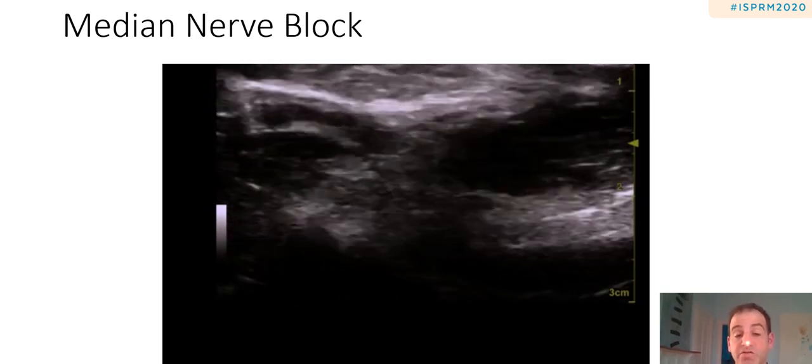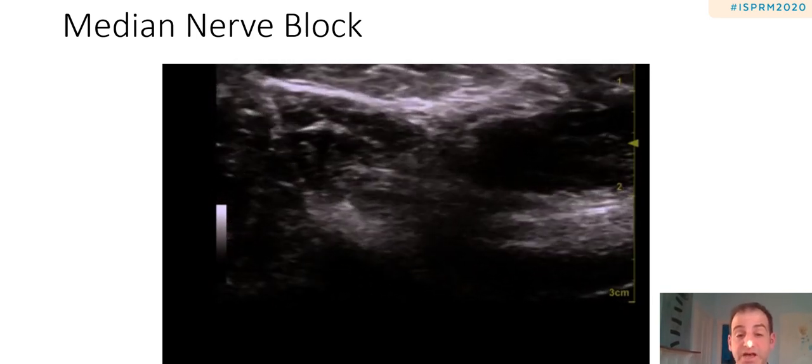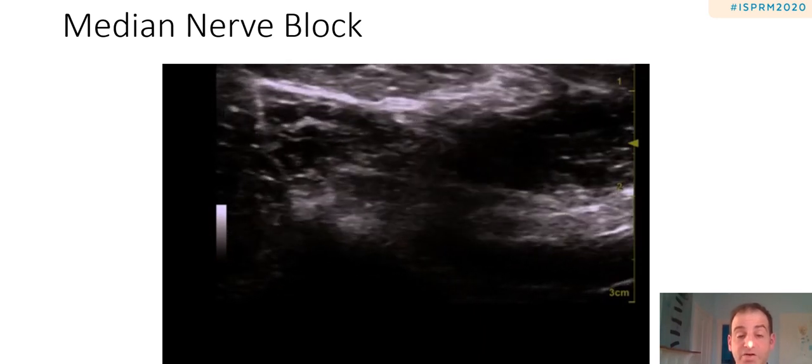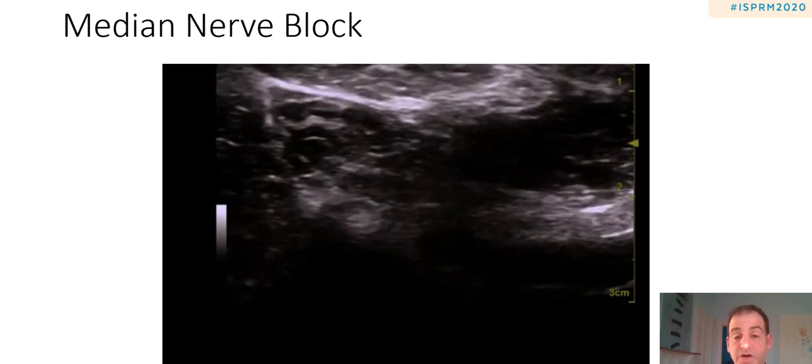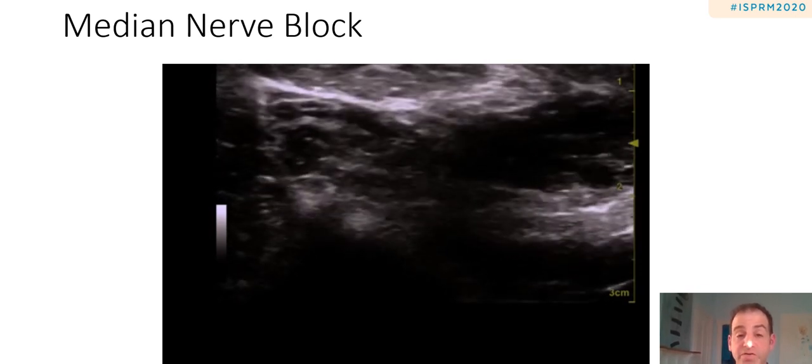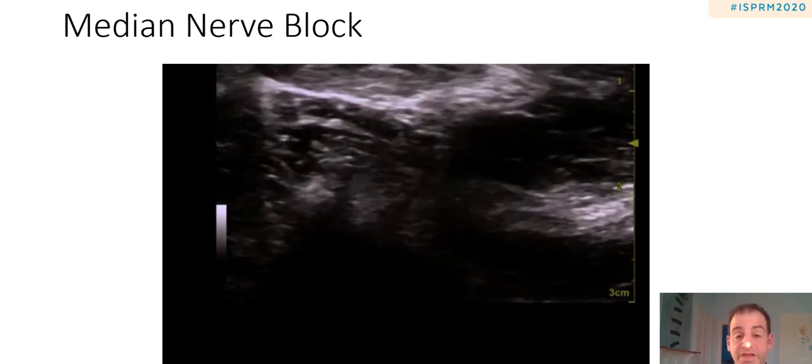The median nerve, we all know, is very close to the pulse in the forearm, and you can see me going along here with the needle, and we're just going to lay lidocaine along that nerve to perform a nerve block of the area.